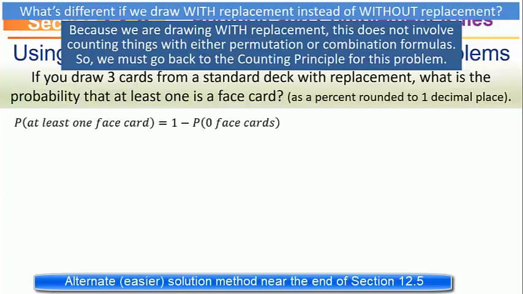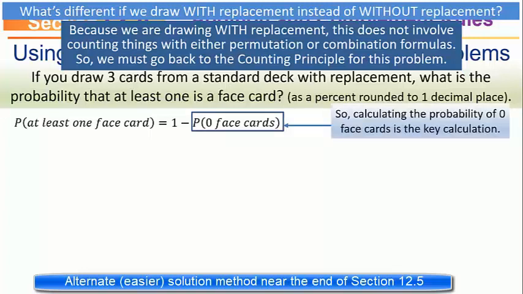But still, the complement rule applies, and we can calculate the probability that there's at least 1 face card by calculating 1 minus the probability that there aren't any face cards, or that there are 0 face cards. So this part doesn't change at all. And that calculation of getting 0 face cards is really the key to the whole thing, because once we get that, the final answer will be just 1 minus that answer.